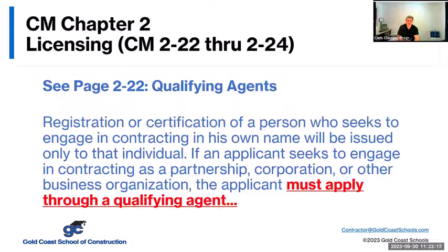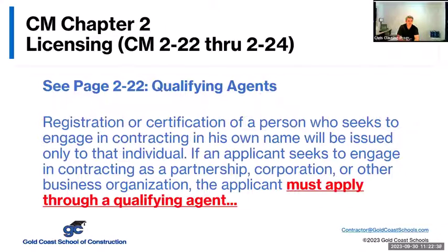So if you want to do business as a company, you're going to qualify that company, but you're the license holder. It's very important to understand that it doesn't go with the company. So you can qualify multiple companies. You could qualify 2, 3 companies, but you are responsible as the qualifying agent for everything related to that company.